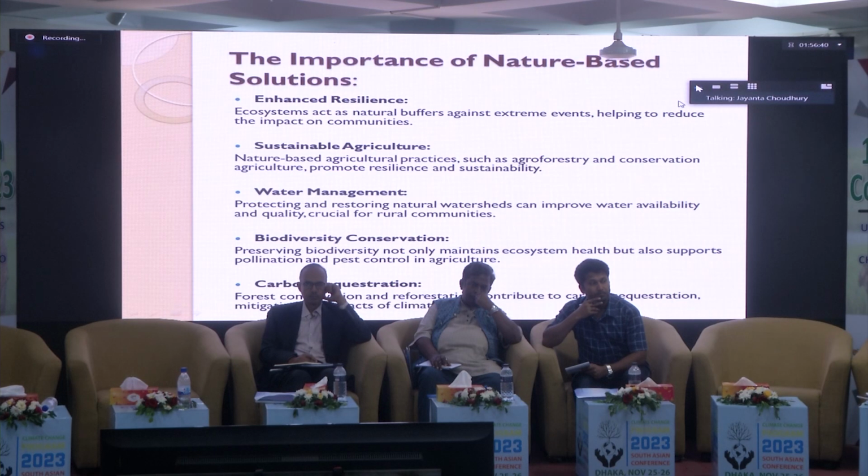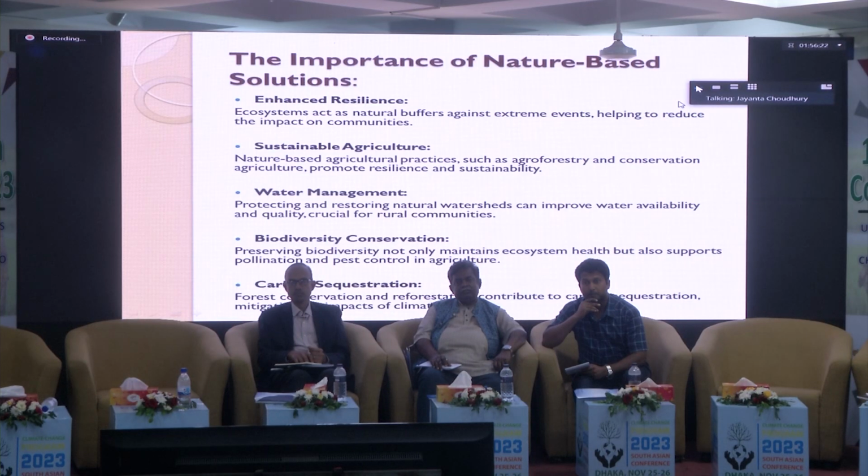Another is biodiversity conservation. Preserving biodiversity not only maintains the ecosystem, which is one of the major challenges of climate change for the rural community, but also the ecosystem health, and supports pollination and pest control in agriculture. You know, nowadays in all the vegetable markets and everywhere, chemical pesticides and inorganic chemical fertilizers are coming. So now slowly we are going, maybe in a small way, to move away from them.